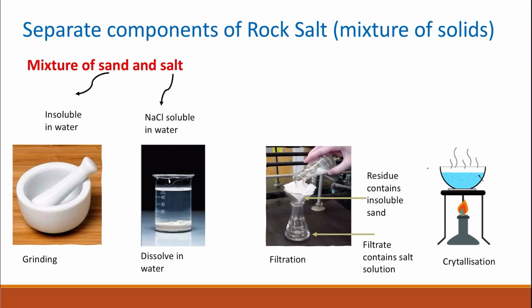If you have a mixture of solids and you want to separate the solids from each other, there is no liquid here, then that will depend on the difference in the solubility of the different components. So if you have a mixture of sand and salt, the sand is insoluble in water while the salt is soluble in water. So you can add water to both and heat it. Only the salt will dissolve, the sand will remain insoluble. So you can filter off the insoluble sand and the filtrate will contain the salt solution. You can then separate the salt from the solution using crystallization.